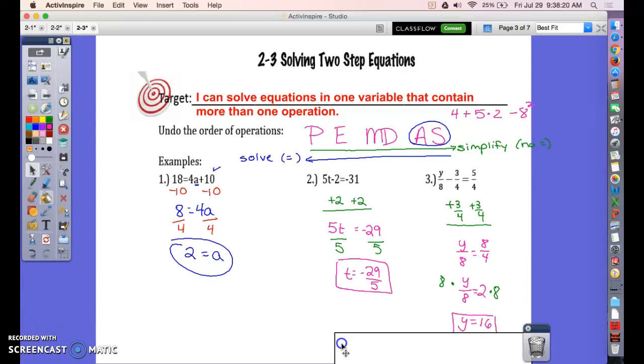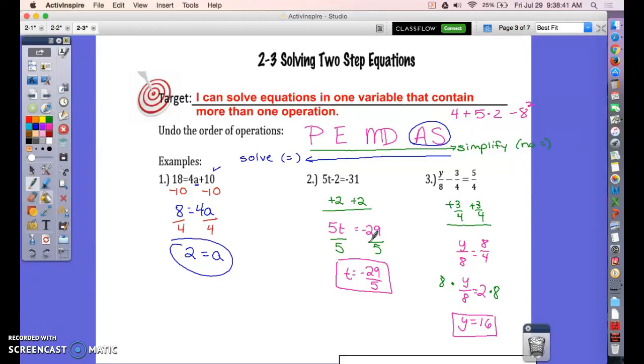So hopefully you have tried these on your own. You will learn better if you try some on your own and then go over with me. In number 2, I would add 2 first. I'm doing addition or subtraction first. Then I would divide by 5. Some of you would panic maybe when you see this. Wait a second, negative 25 is not divisible by 5. I must have it wrong.